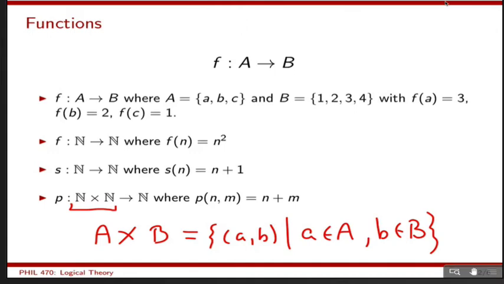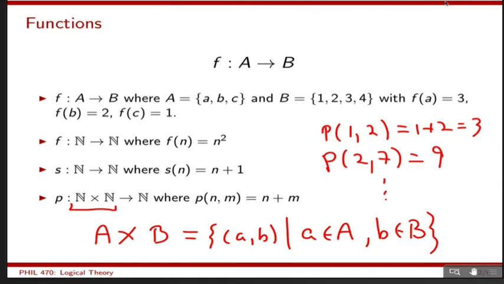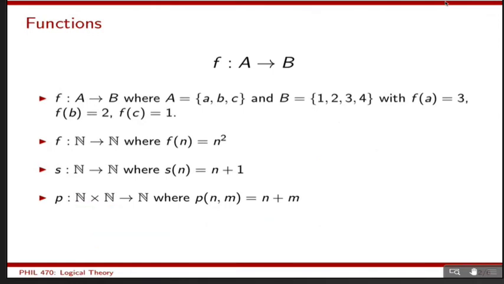All right, so all this does is it takes pairs of natural numbers, and the output is going to be the sum of those two numbers. So p of (1, 2) will be 1 plus 2, which is equal to 3. p of (2, 7) will be 9, and so on. All right, so these are all examples of functions. The first one's kind of abstract. The last three are concrete functions. We will study these functions in a lot of detail throughout the semester. But these are all examples of functions.